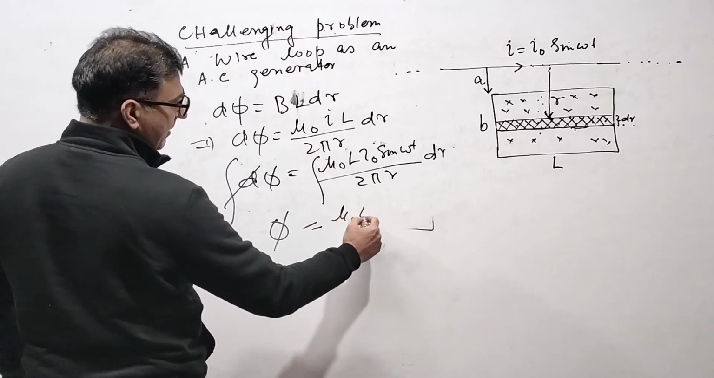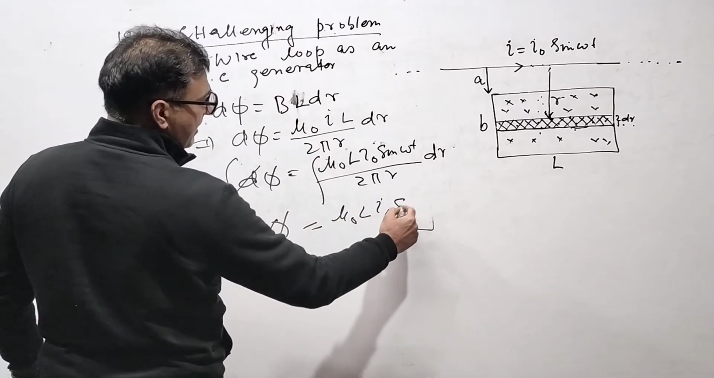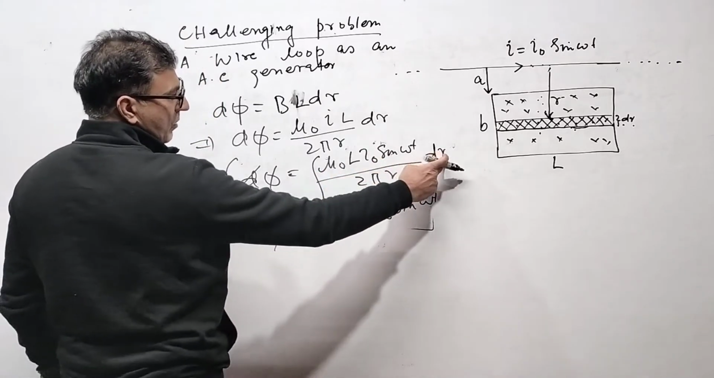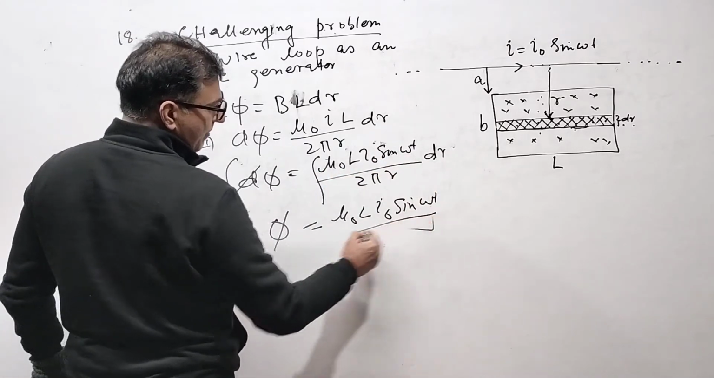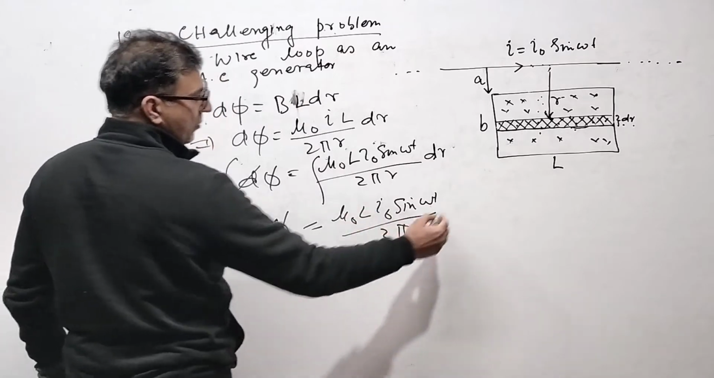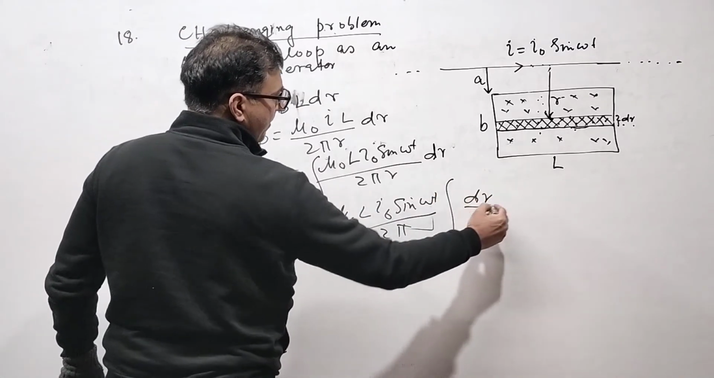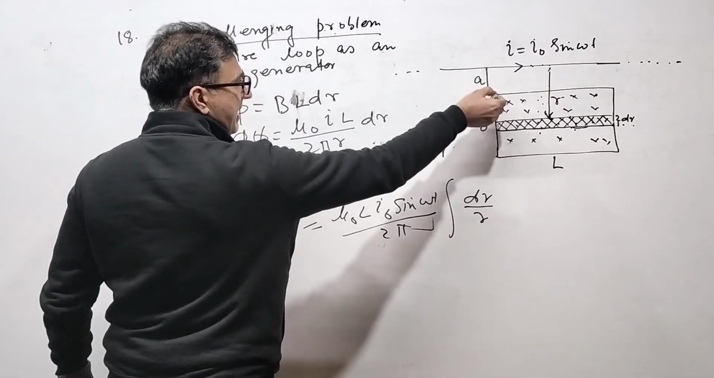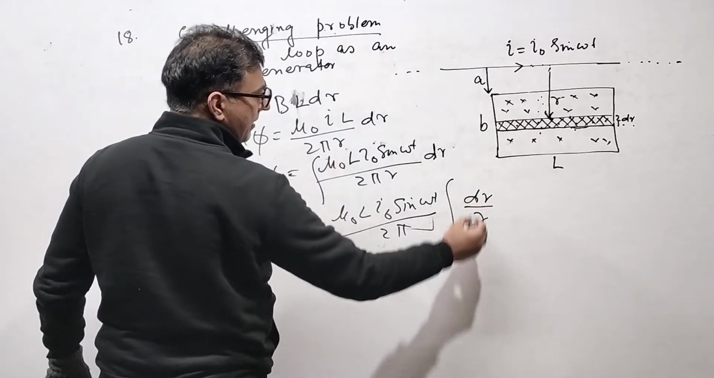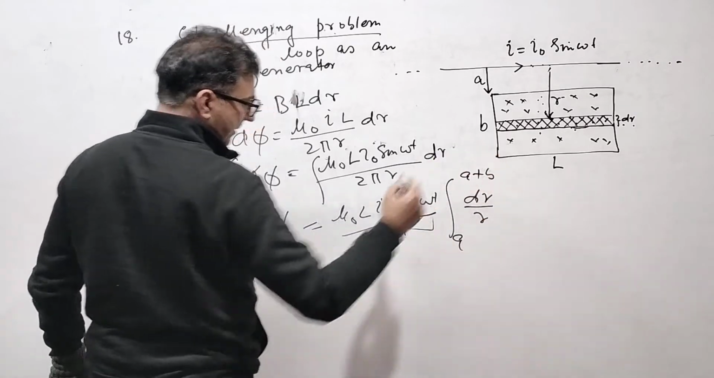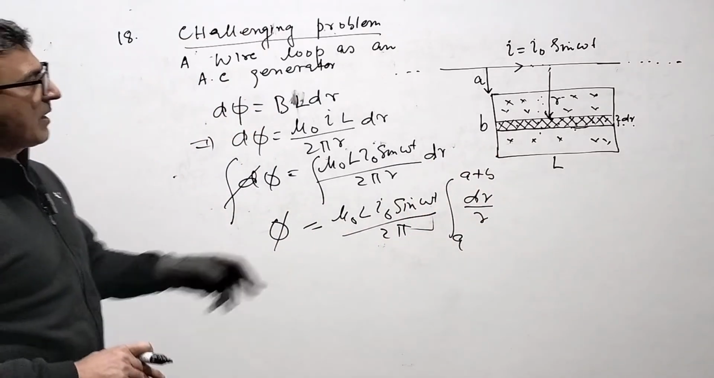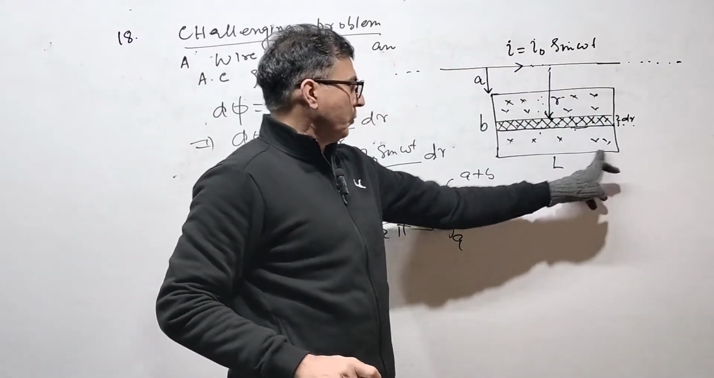Mu 0, L, I0 are constant, and sine omega t will not integrate because we are integrating over r. So divided by 2 pi, and you are integrating over r from the wire to the wire, from A to this point. So that is A to A plus B. Right? So we are somewhere closer to finding the flux through this wire loop.